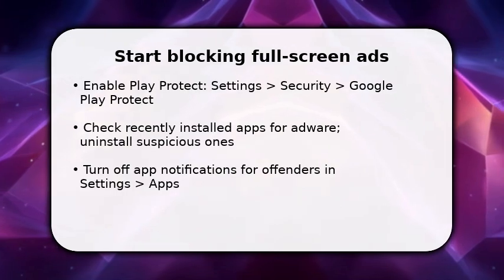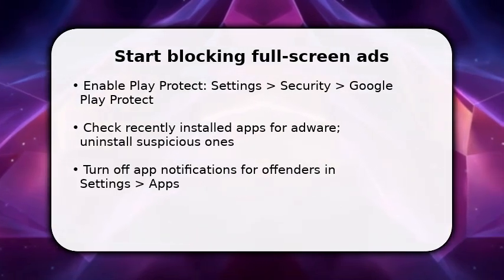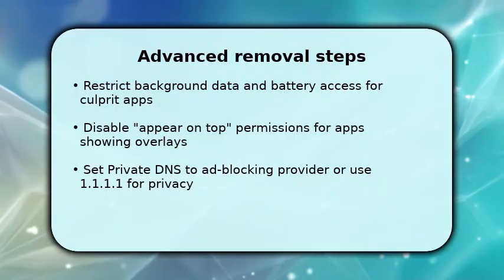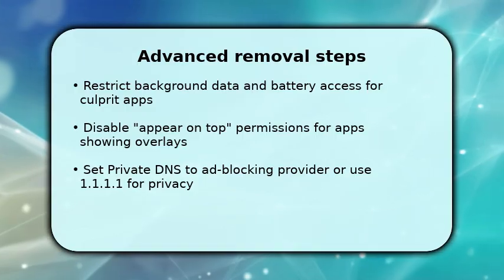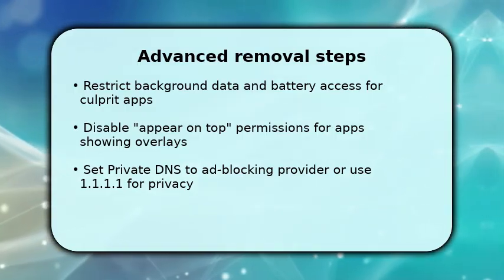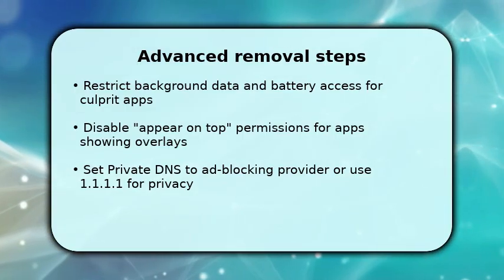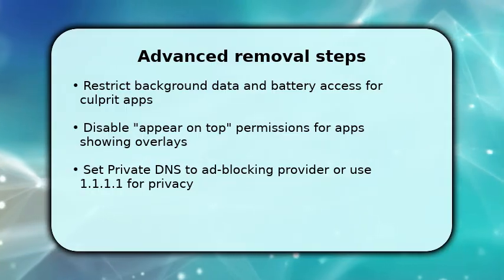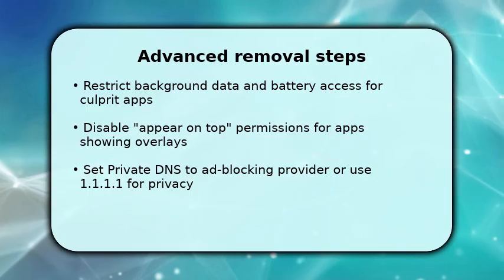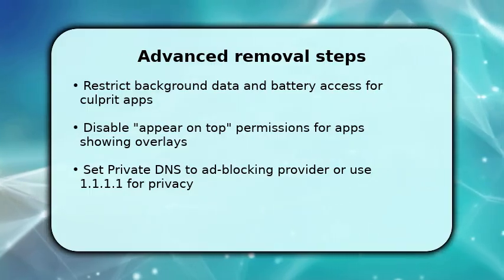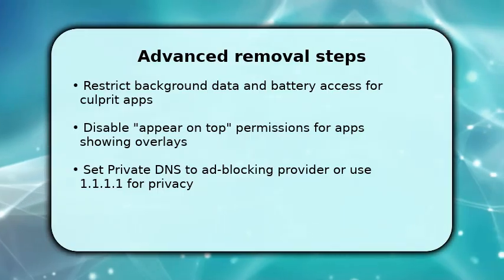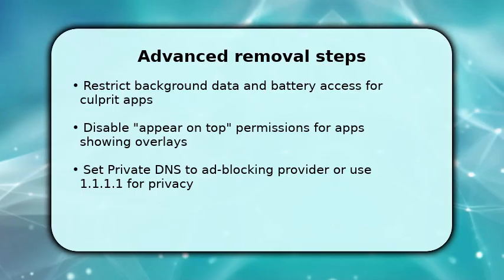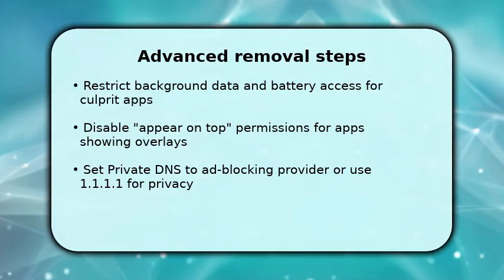Now you'll remove persistent ad behavior with targeted permissions and network controls. Open each suspect app and revoke "appear on top" and other dangerous overlays, because those let apps show full-screen ads. Next, restrict background data and battery usage so apps can't fetch ads constantly. Then set private DNS to an ad-blocking provider or install a trusted DNS app. This blocks ad domains system-wide. Make sure to reboot after the change.